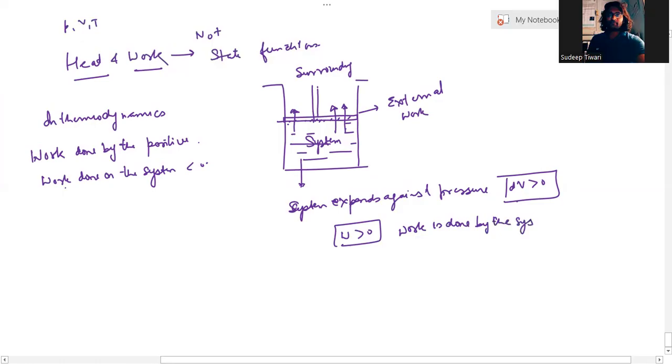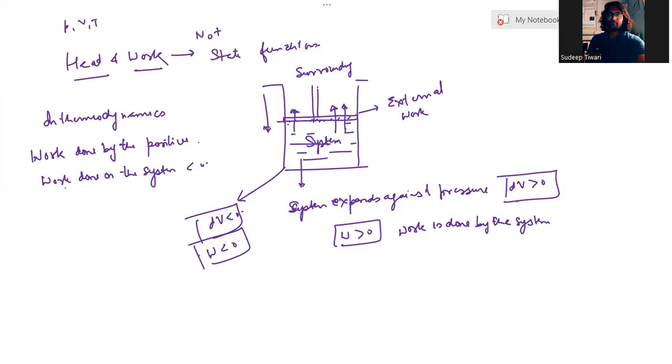And what will happen if I do work on the system? That is, if I push, so basically the piston is going to push it, and the system is going to get compressed. In that case, dV becomes negative, and we say that work is negative. So if work is done on the system, always remember we take W to be negative. And if work is done by the system, then we take W greater than 0. So basically, these are the sign conventions.